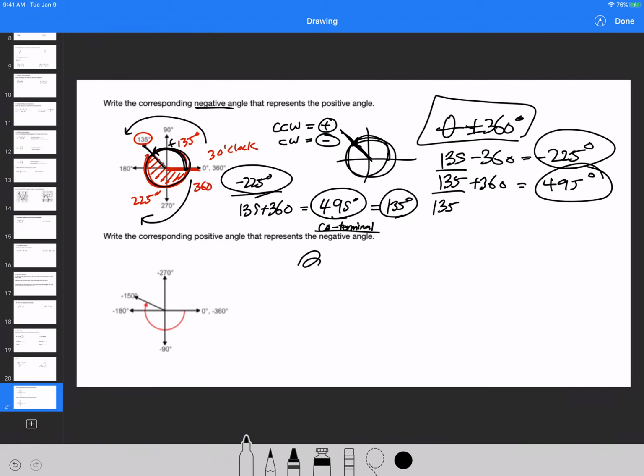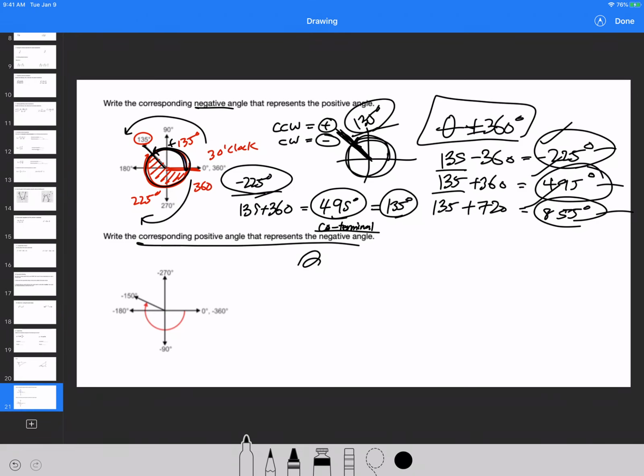And you can do 135 plus 720, which gives you the same coterminal angle as before, which is 855 degrees. All of these three angles end up on the same side as 135 degrees. So when the question asks you to check off the boxes that indicate the same coterminal angle as 135, all of these should be checked.